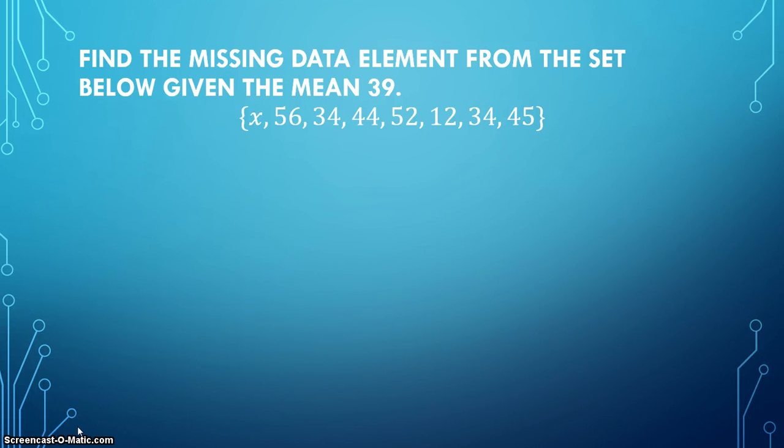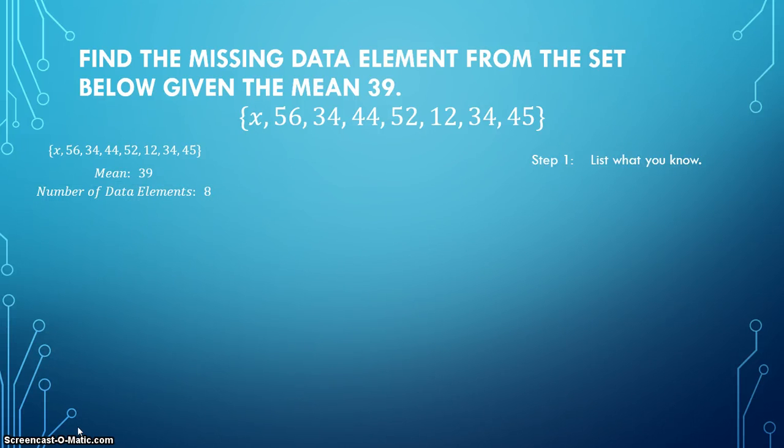Alright, so we're going to go ahead and show you how these steps work by using this example right here. If we read the problem, it says that the mean is 39, and we have a set of data that has x, which is going to be our missing element, our mystery element, 56, 34, 44, 52, 12, 34, and 45. So what we're going to do is take a look at this set, and we know that what we want to do is find what x is. So we're going to go on to step 1, list what you know.